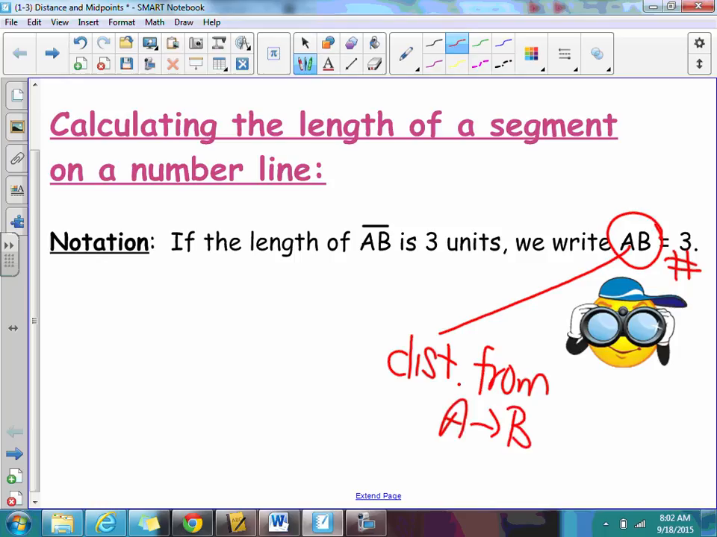Or the length of that segment. Remember, they go hand in hand. The length of the segment and the distance between the two endpoints is exactly the same.